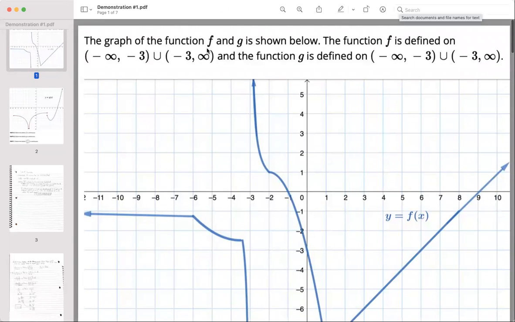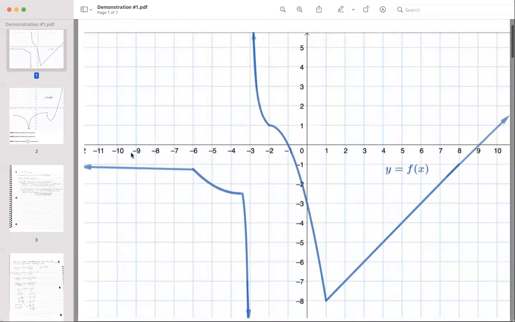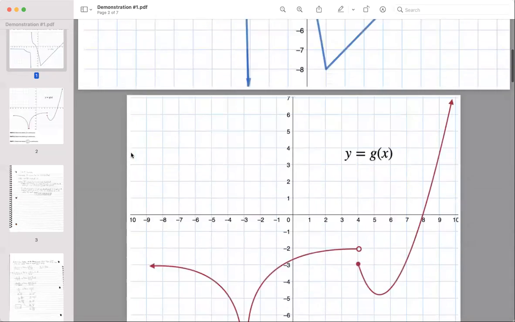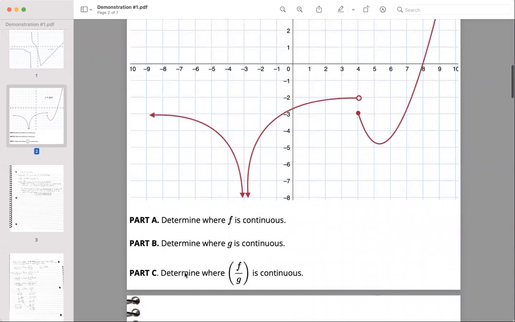It says the graph of the function f and g is shown below. The function f is defined on the interval -infinity to -3 and -3 to infinity. And the function g is defined on -infinity to -3 and -3 to infinity. So this is the graph of f, and this is the graph of g. And so these were a few of the parts of the question.